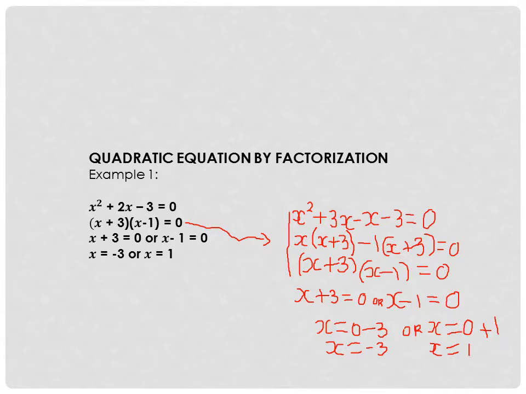So now how do we solve for x? To get x, we take x plus 3 is equal to 0, or x minus 1 is equal to 0. So 3 will move to the right hand side. We are going to have x is equal to 0 minus 3. And 0 minus 3 is negative 3. So x is equal to negative 3. Or x minus 1 is equal to 0. Negative 1 will move to the right hand side so that the x can stand alone because we are looking for x. So x is equal to 0 plus 1. X is equal to 1.